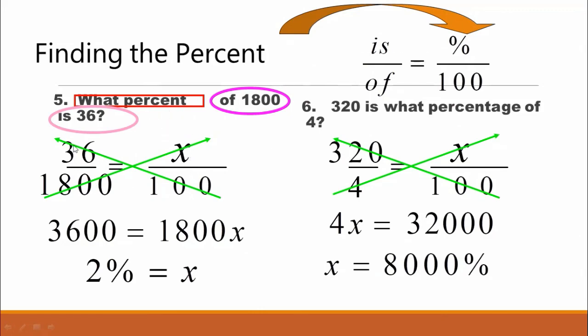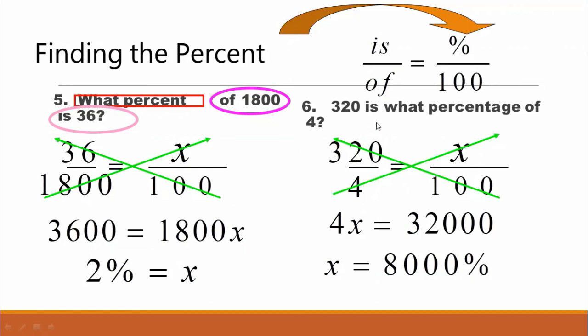Now using this formula, 36 divided by 1800 is equal to x divided by 100. By cross multiplication, x multiplied by 1800 and 36 multiplied by 100 gives 3600. Now 1800 is connected with the unknown, so dividing both sides by 1800, we obtain the percent 2%.